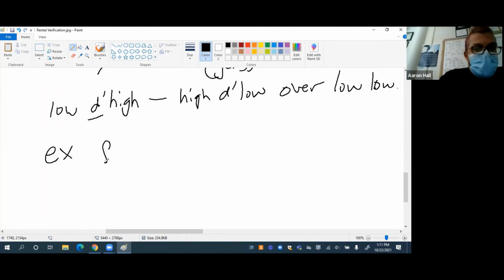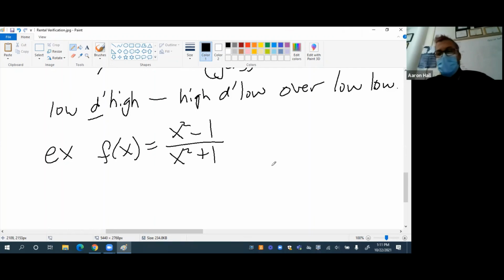Here's our example. I have f of x equals x squared minus 1 over x squared plus 1. Low d high minus high d low over low low.